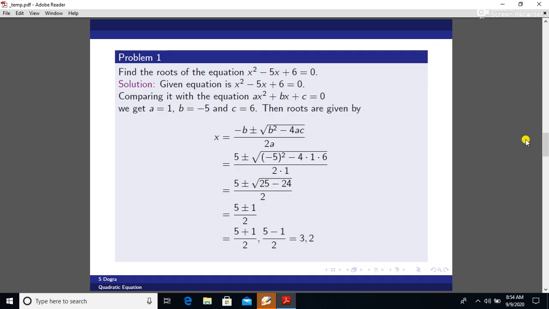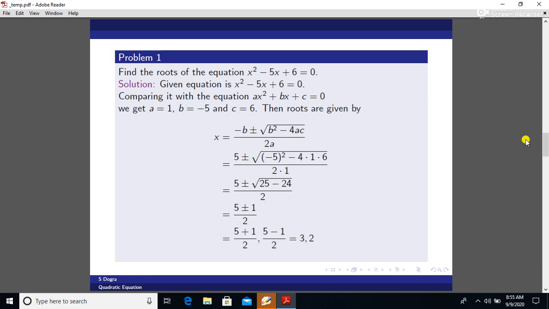Now I come to problem 1. Find the roots of the equation x square minus 5x plus 6 equal to 0. Given equation is x square minus 5x plus 6 equal to 0. Comparing it with the equation ax square plus bx plus c equal to 0, we get a equal to 1, b equal to minus 5, c equal to 6. The roots are given by x equal to minus b plus minus root over b square minus 4ac by twice a.